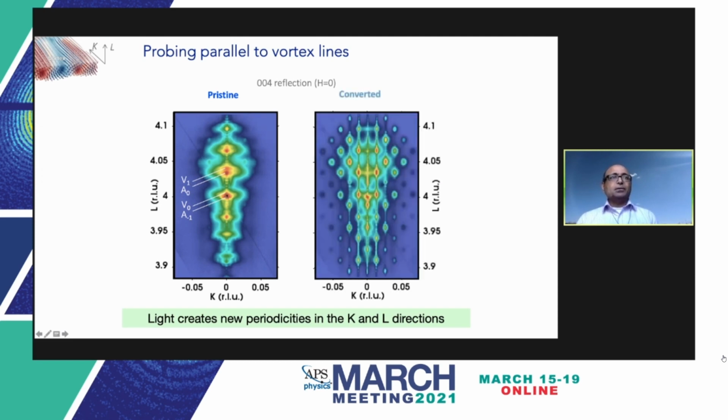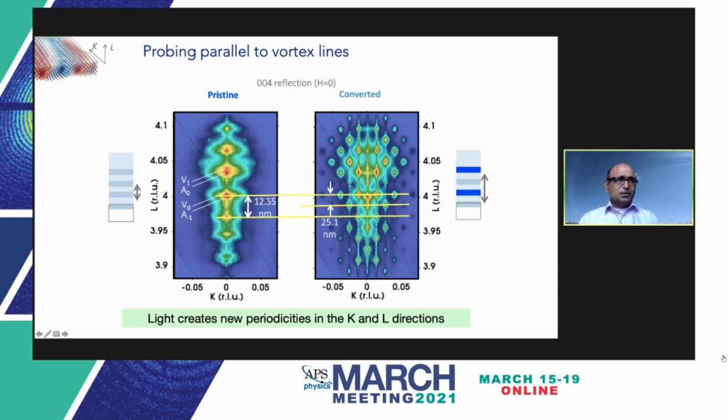And this was before, and this is after. And now you can see a lot more structure. Let me walk you through this. So this spacing here is 12.5 nanometers, and this is the period of growth. So it's really defined by growth in Ramesh's lab. And with the new phase that we create optically, there's this extra reflection, and now this corresponds in real space to double this period, so 25.1 nanometers. So in some sense, every other lead titanate layer is now different.